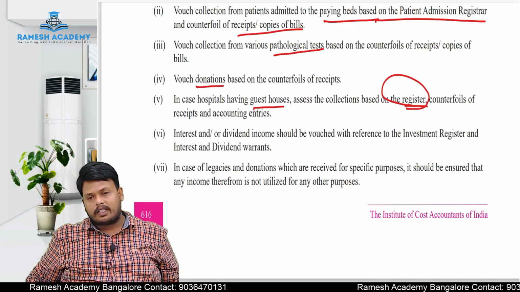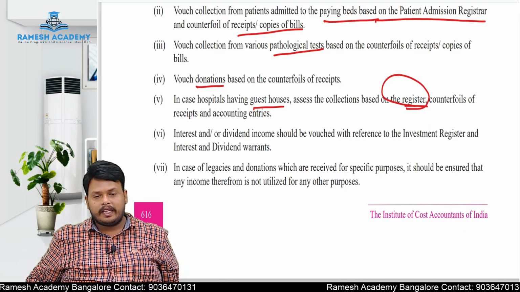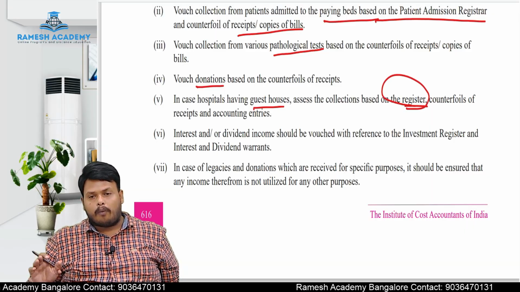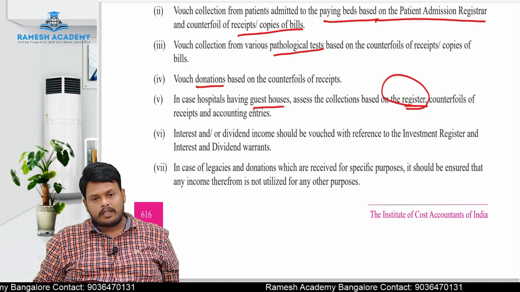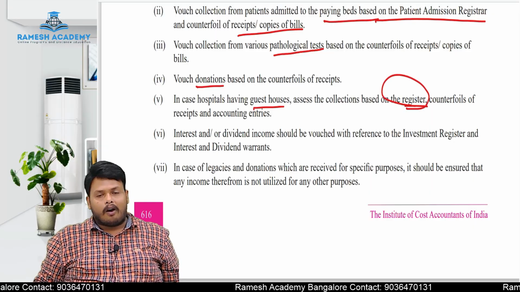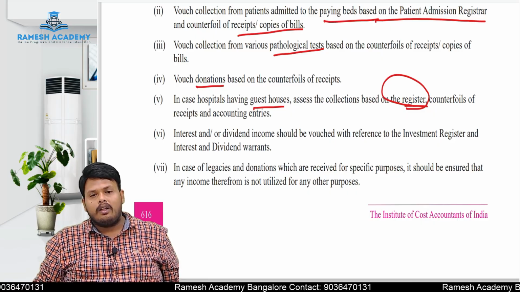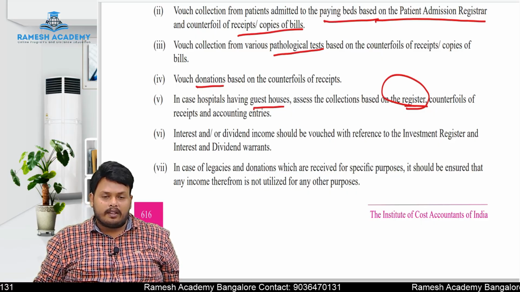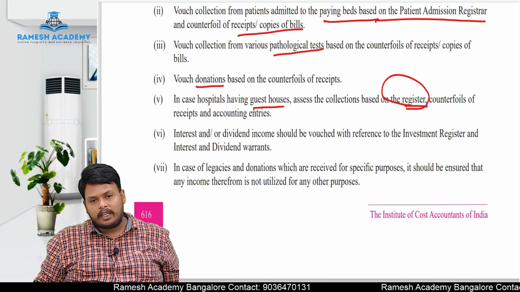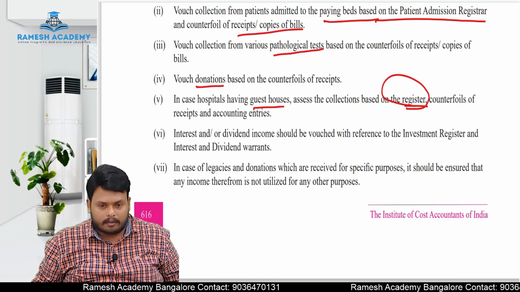In the same way, different types of guest houses will be there. In that case, the auditor has to obtain the register related to guest houses and verify on a daily basis how many rooms are being occupied in the hospital and how these people are collecting the fee, how they are collecting the amount from the relatives of patients.